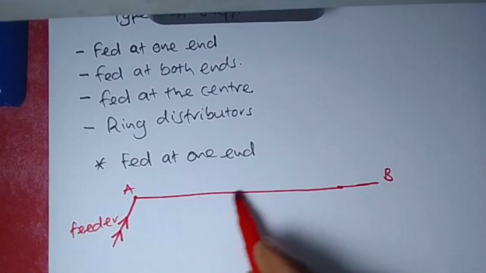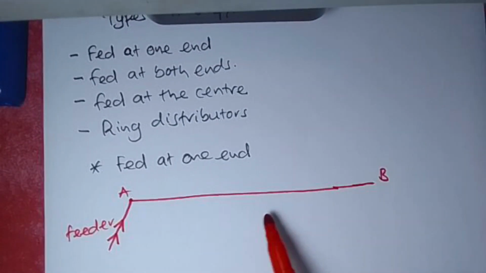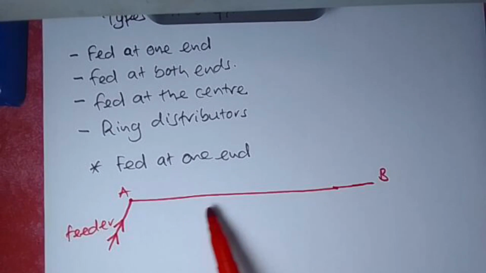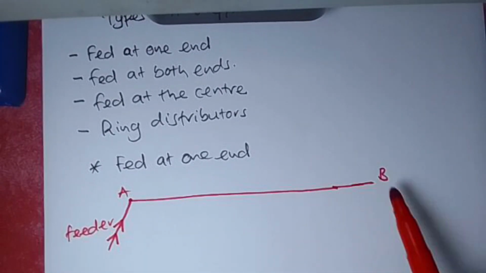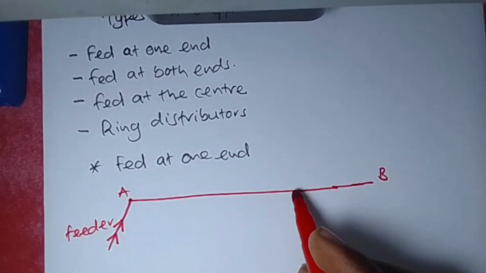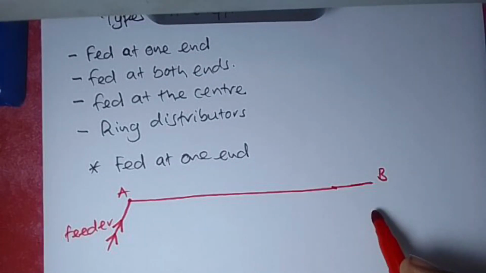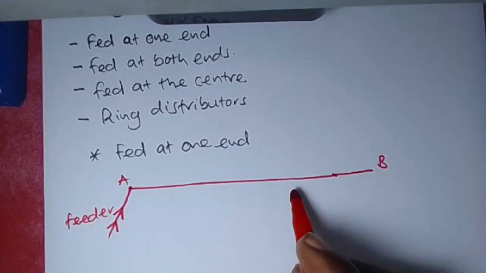And then this is my distributor. So a feeder is simply giving power to that distributor. So from that point to that point, we have certain points along this axis where we are going to be picking off various loads.